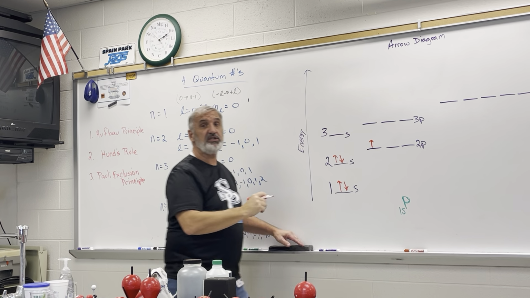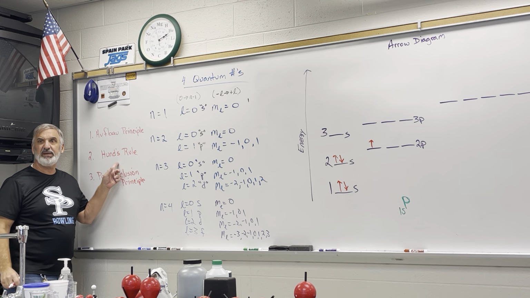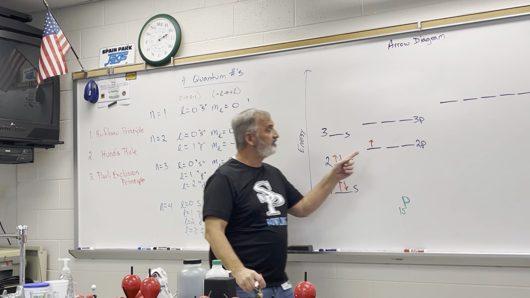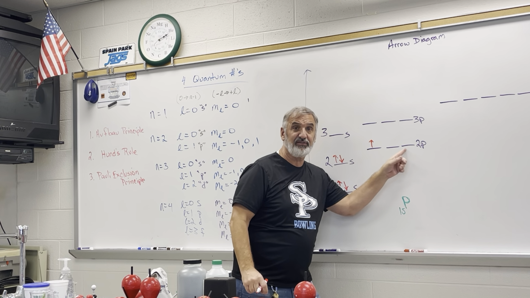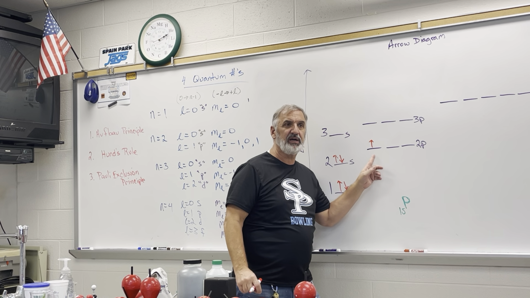Now this is where we're going to use our third rule. Our third rule is called Hund's rule. This is B in your notes. It says that when you're filling degenerate orbitals, when you're filling orbitals on the same sublevel, you're going to put 1 electron into each before you begin to pair them up.